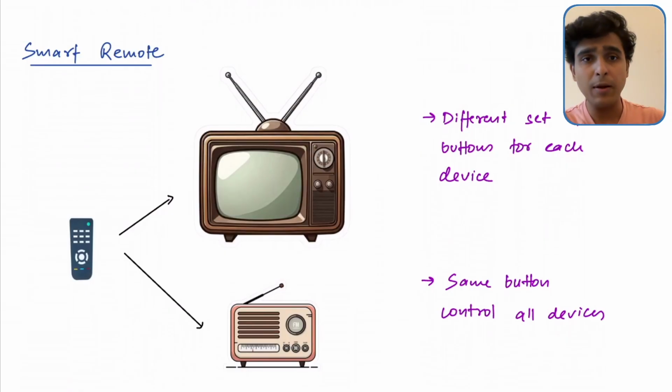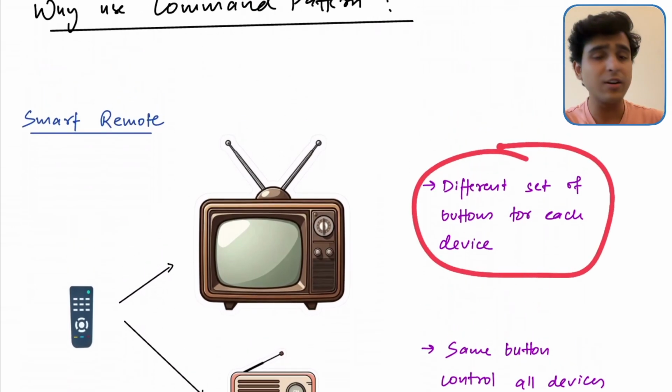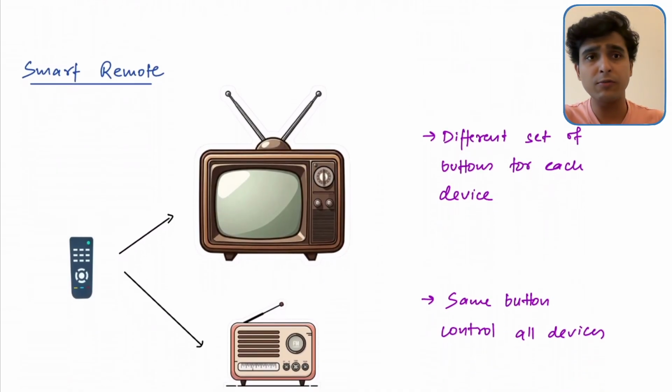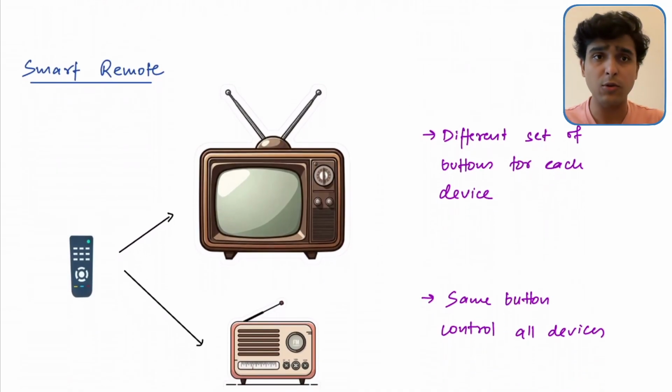Now one simple way is to use a different set of buttons for each device. For example, the TV has, let's say, a total of 10 operations, so you have 10 buttons dedicated to the TV. Then maybe for the radio, you have 5 buttons dedicated. For other appliances, you have some buttons dedicated and so on. But as we can see, this solution doesn't scale well.